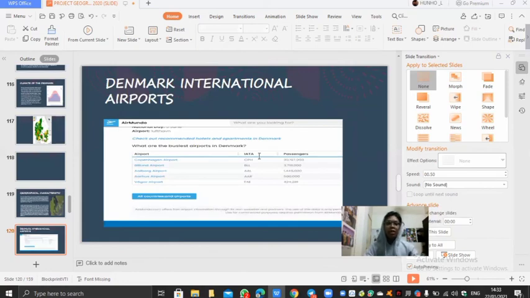Okay, these are Denmark's international airports: Copenhagen Airport, Billund Airport, Aalborg Airport, Aarhus Airport, and Vojens Airport.